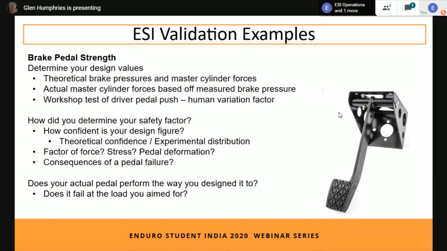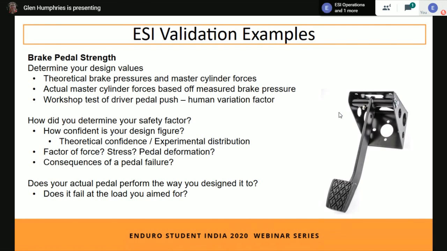And of course, your consequences of pedal failure are somewhat more dire than consequences of a drive shaft failure. It's harder to replace the brake pedal, should your car be lucky enough to make it back to the pits. Odds are that it won't be, and you might run into a tree or a pile of dirt, or worse still, a spectator, and then you're in really dire straits. So your safety factor should reflect that.